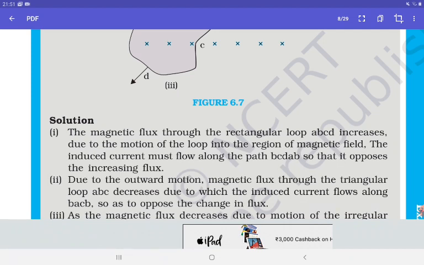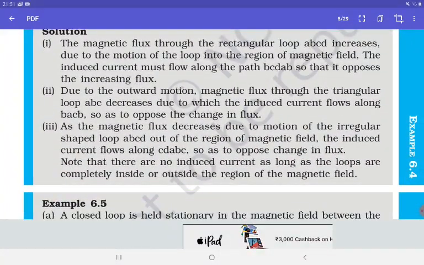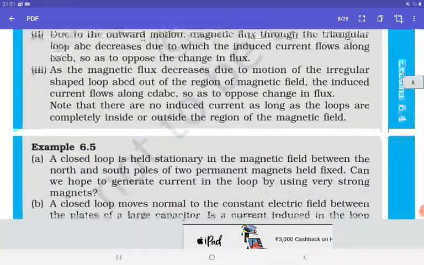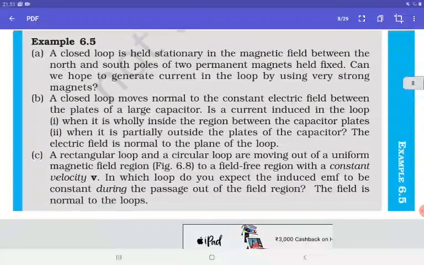And in figure 3, as the magnetic flux decreases due to motion of an irregular shaped loop ABCD out of the region of magnetic field, the induced current flows along EDABC so as to oppose the change in flux. Note that there is no induced current as long as the loops are completely inside or outside the region of the magnetic field. Example number 6.5.